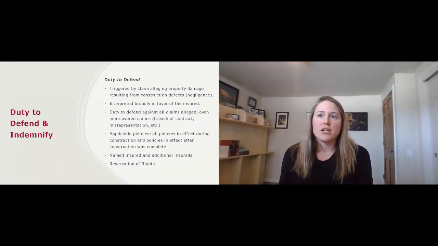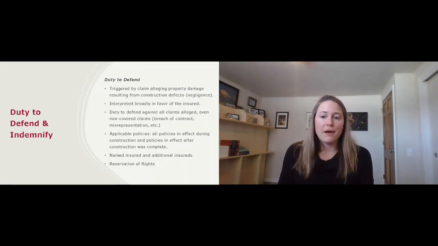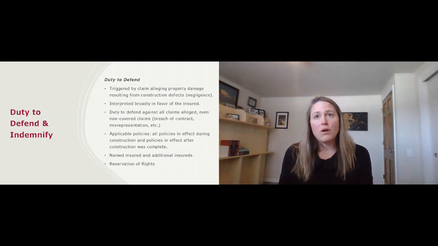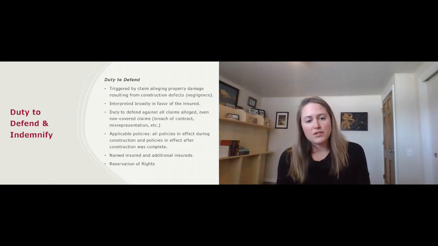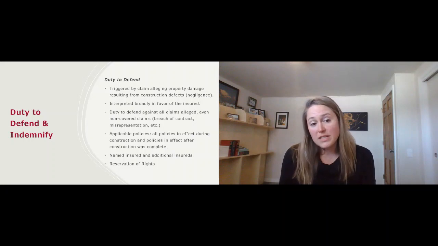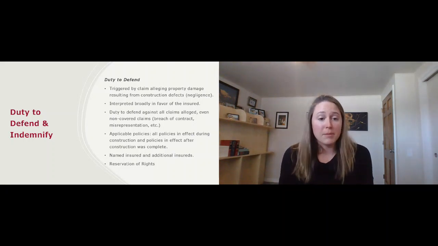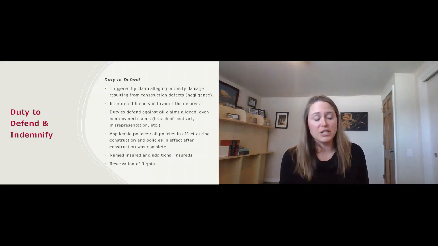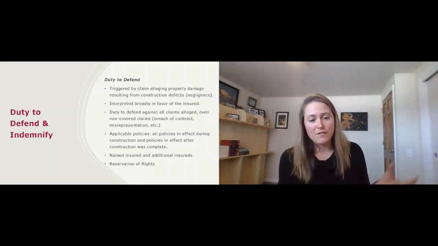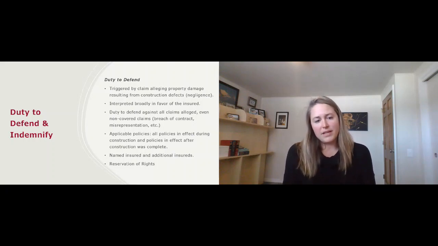The way that your insurance duty to defend is triggered is by a claim alleging property damage resulting from construction defects. And this is often framed as negligence. So the way I distinguish this is basically if you're just sued for construction defects and there's no resulting property damage that the person claiming the defects points to, then it usually doesn't trigger your policy. They're going to want the person making the claim to be pointing to resulting damage from this construction defect that's being claimed.